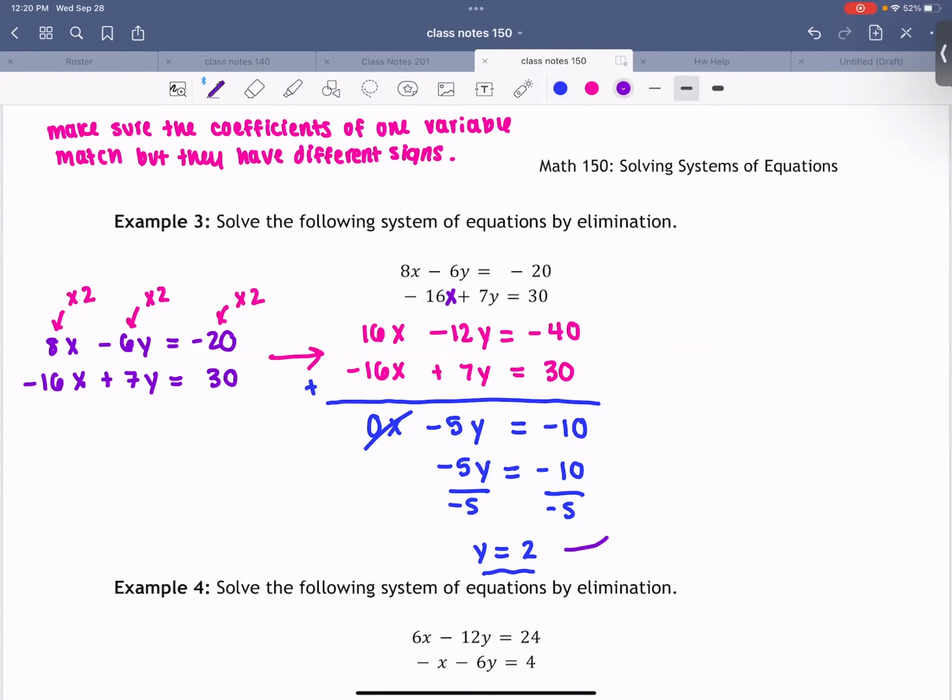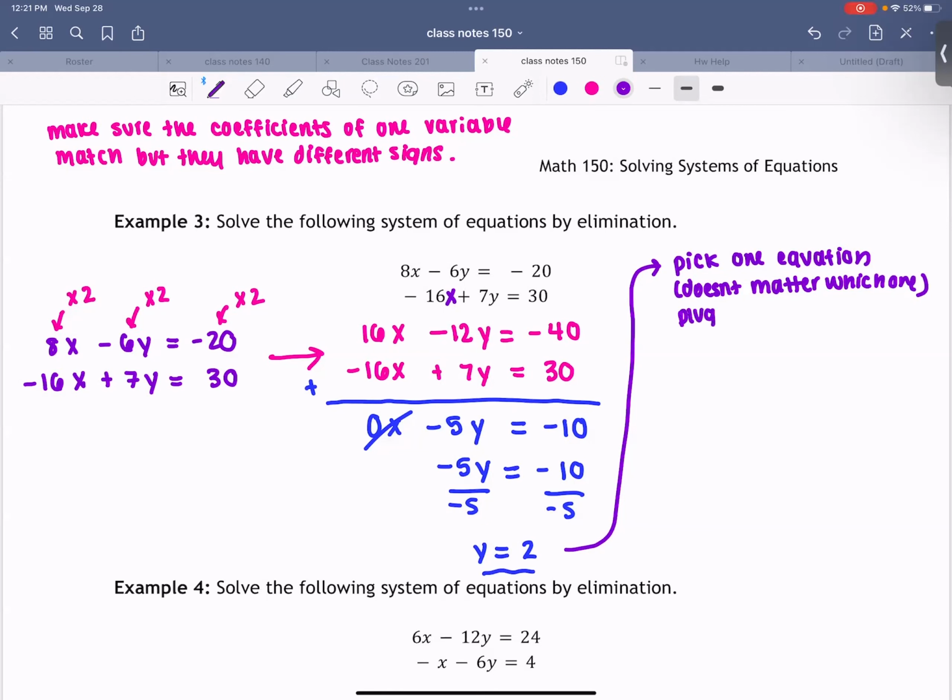Perfect. Okay, so what we're going to do as our next step is pick an equation, and it doesn't matter which one. Once I pick an equation, I'm going to plug in whatever I found, so y equals 2. Looking at my two equations, it looks like the top one is easier, so I'm just going to pick that one.